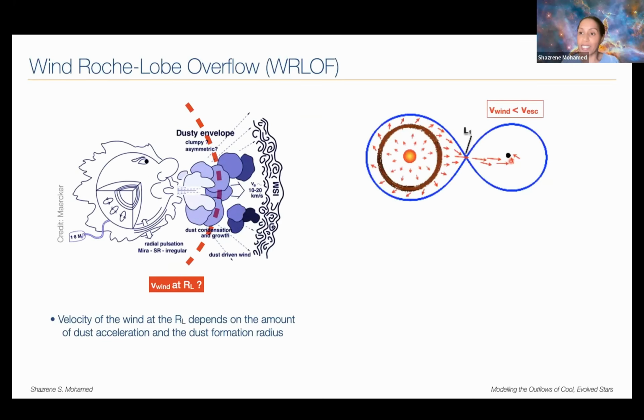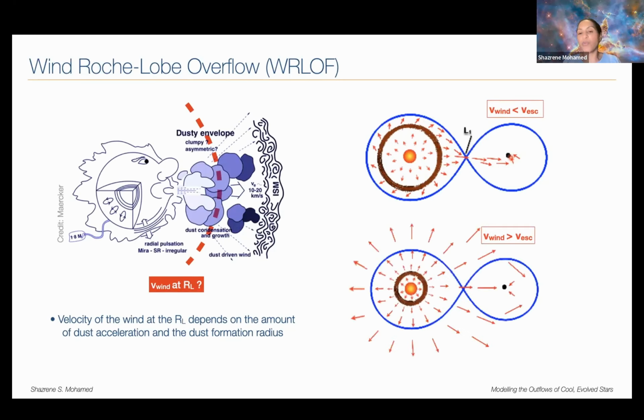We generalize this for other types of systems and say that if you have your wind acceleration zone that's a significant fraction of the Roche-Lobe radius, then your wind will be moving very slowly, and you can really focus it, and it will fall into the potential well of the companion.